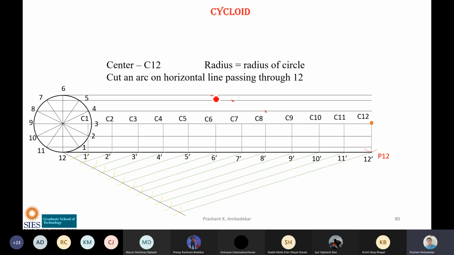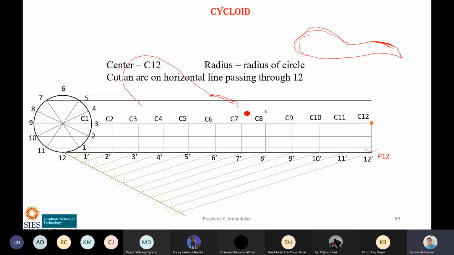In order to join these, you will use a French curve. The French curve is something like this. Not drawn it correctly, but something like this. Then what will you do? In order to join this point with this point, you will keep the French curve. See which portion of the French curve connects these two points. Suppose this portion is connecting these two points, so you will keep it like this, and then you will try to join these two points.